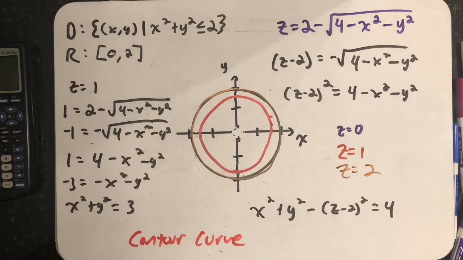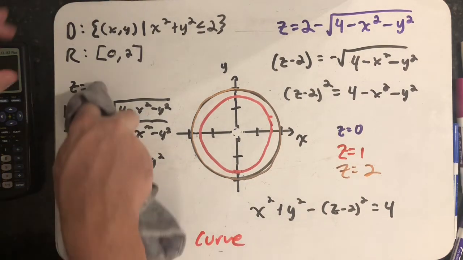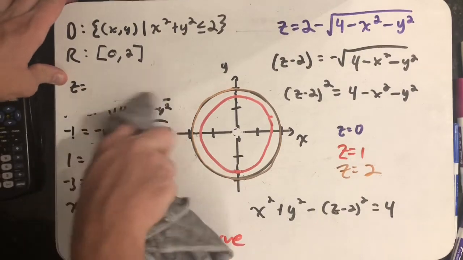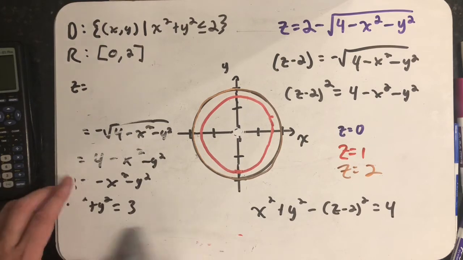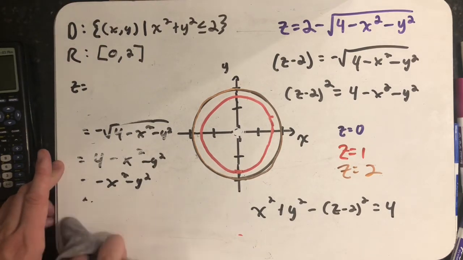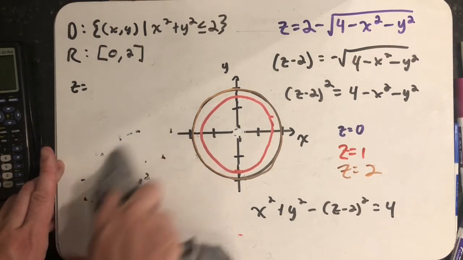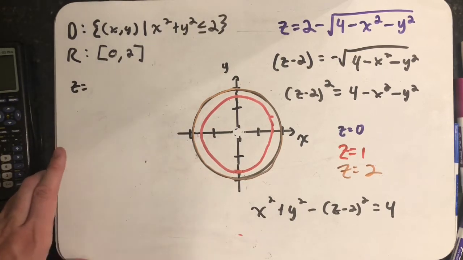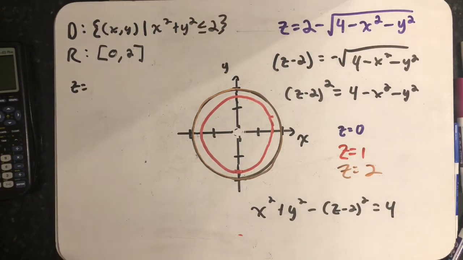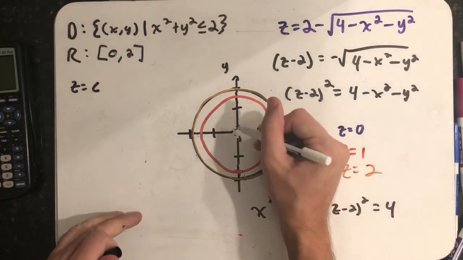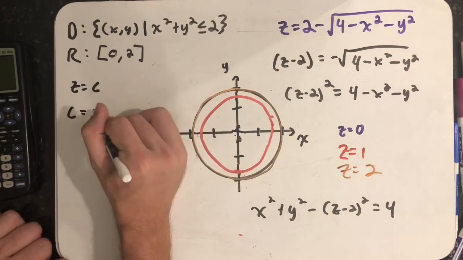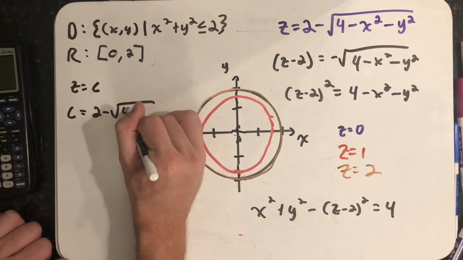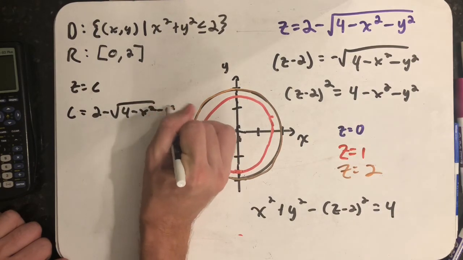Now, let's imagine that we were going to look at a typical level curve in the domain, or even a typical contour curve on the graph. So instead of picking a specific z, we're just going to say, hey, we're just going to set this equal to some constant, and the only thing I know for sure about that constant is that it's between 0 and 2. So c would equal 2 minus the square root of 4 minus x squared minus y squared.